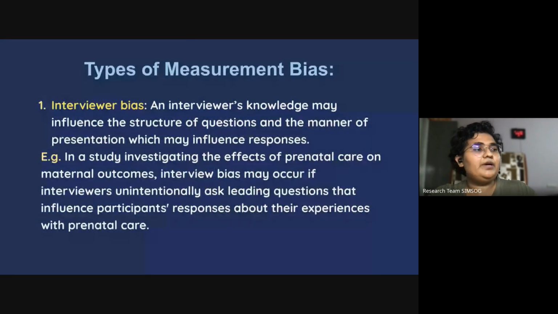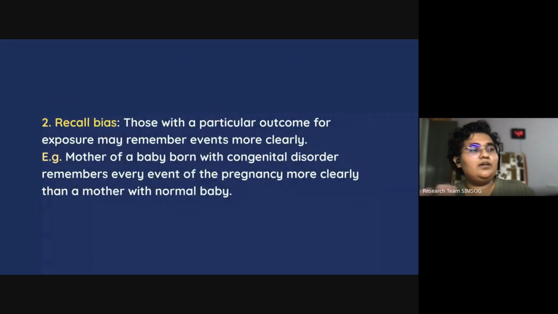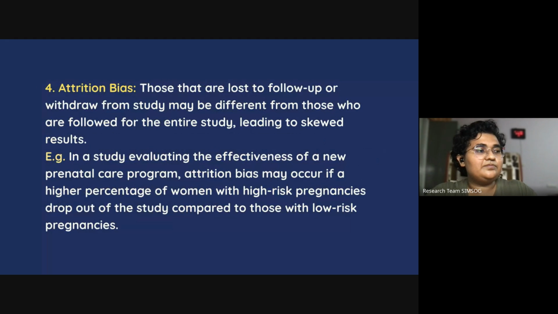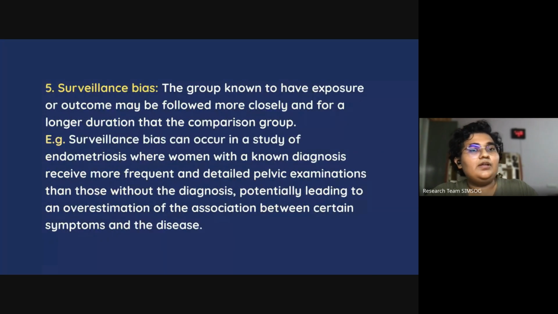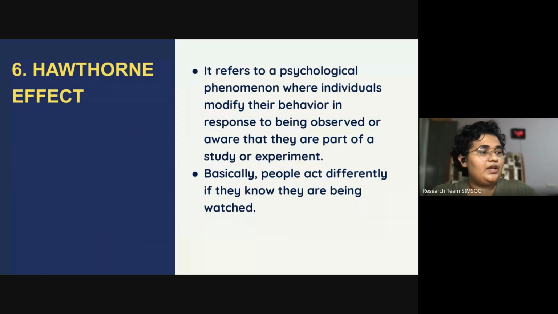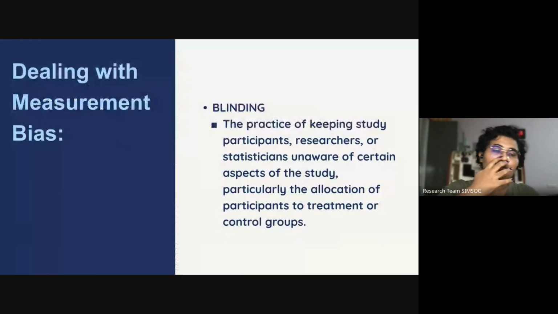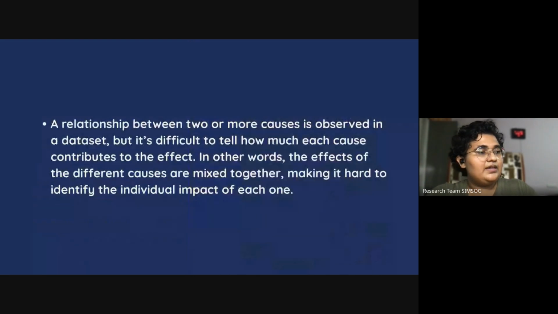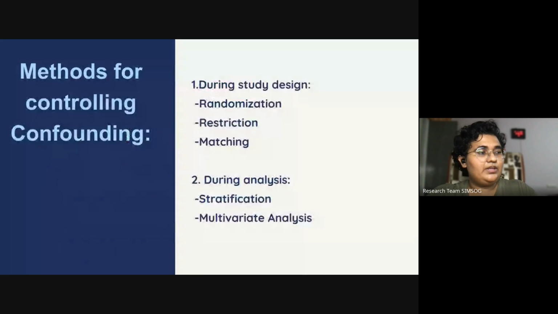Then we talked about measurement bias that included interviewer's bias, recall bias, reporting bias, attrition bias, that is because of loss of follow-up. Then there is surveillance bias and Hawthorne effect. Then we again talked about dealing with measurement bias, which mainly included blinding. And lastly, we talked about confounding bias and ways to reduce it. Other than this, we also talked about accuracy and precision and validity and types of validity, that is internal and external validity.